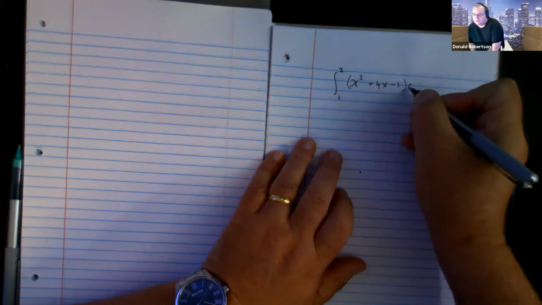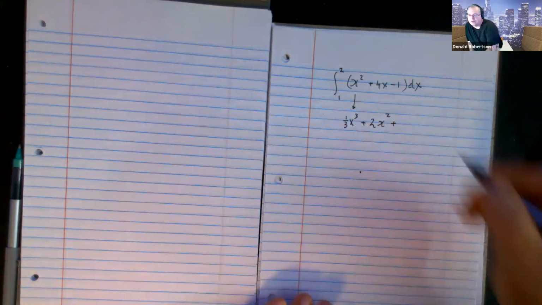You might be asked to find the area, the integral from 1 to 2 of x squared plus 4x minus 1. So let's just remind you how that works. Don't you find the antiderivative of this guy? So add 1 to the power, divide by the new power. Add 1 to the power, divide by the new power. And what's the antiderivative of minus, whoops, make it plus now. What's the antiderivative of plus 1?